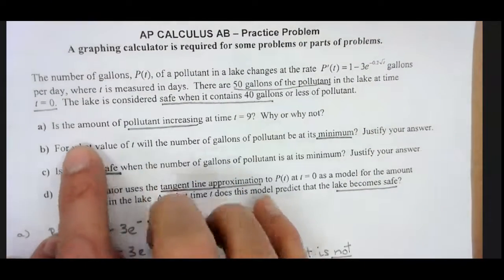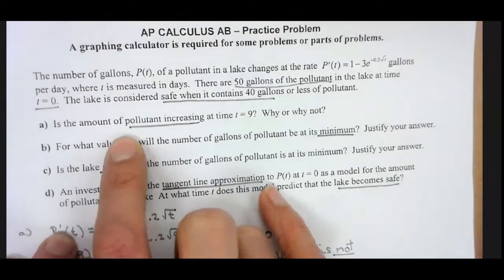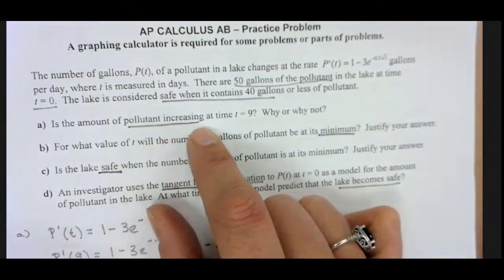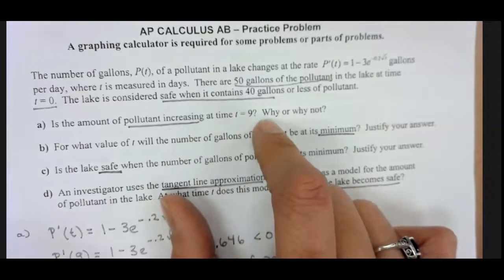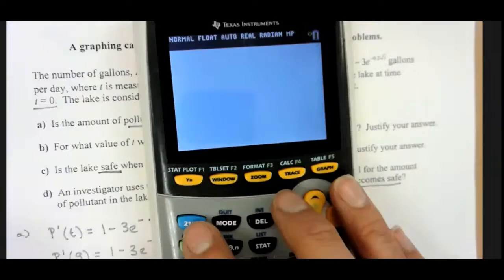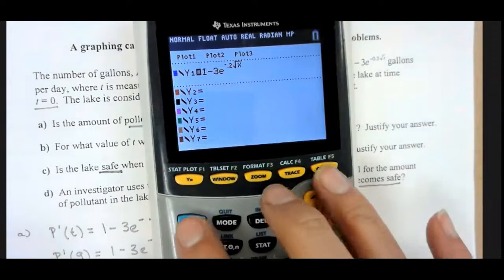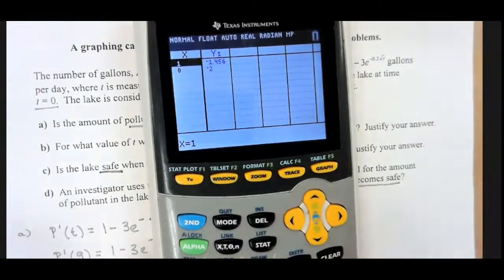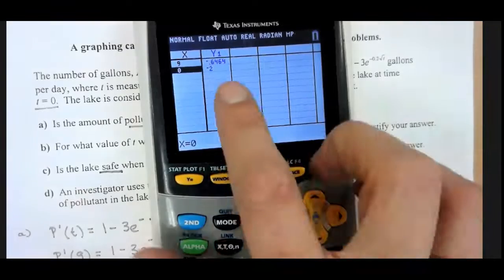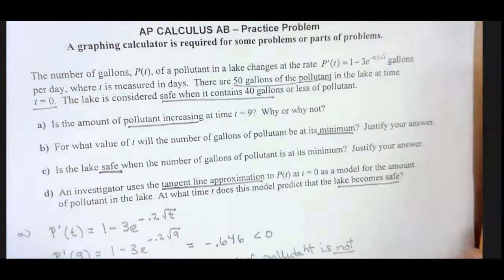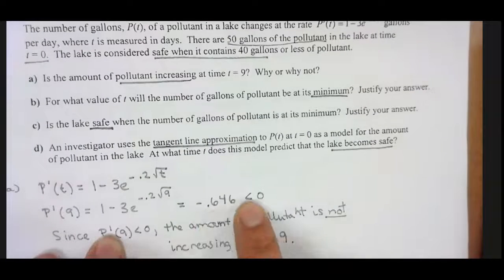So it says, is the amount of pollutant increasing at T equals 9? So at T equals 9, we want to know what the derivative is at 9. Because the derivative gives me the rate of the amount of pollutant. If the rate is positive, then it's increasing. Okay, so at 9, the rate is negative 0.6464.